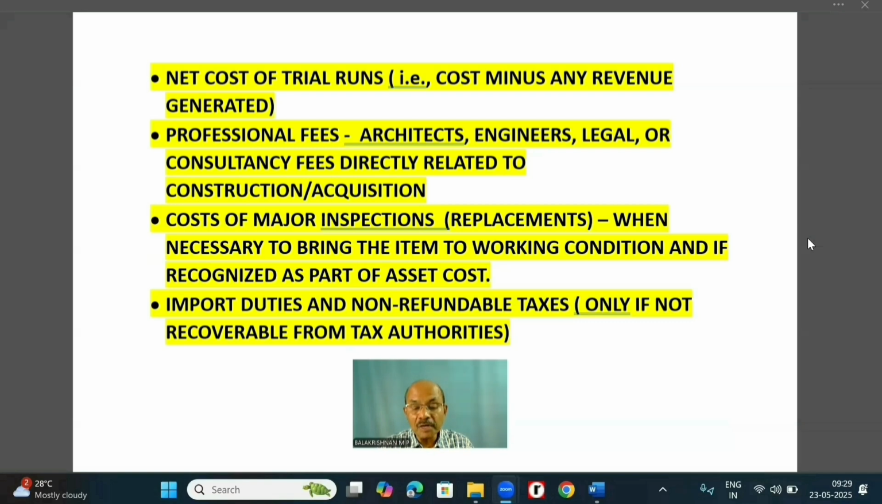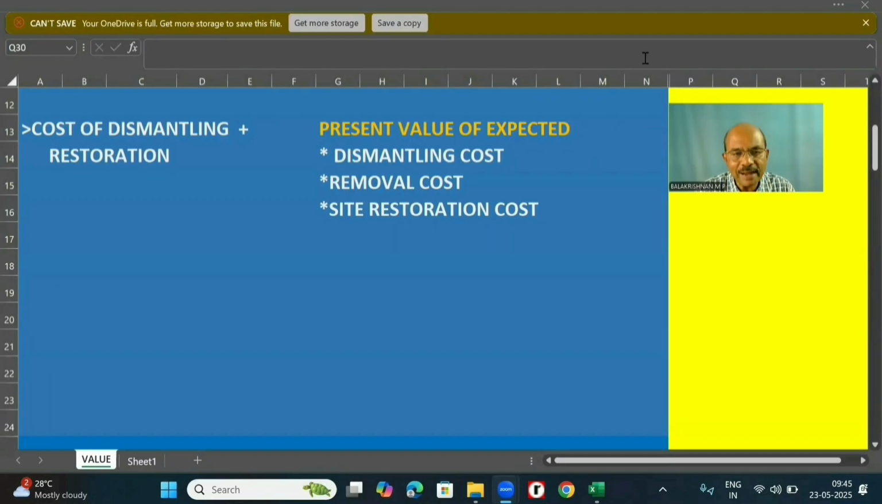Import duties and non-refundable taxes. That is only if not recoverable from tax authorities. If tax is paid but it is recoverable, it will not be considered. Whereas if tax is paid and it is a permanent expense, it will be considered. Okay. Cost of dismantling and restoration obligation.